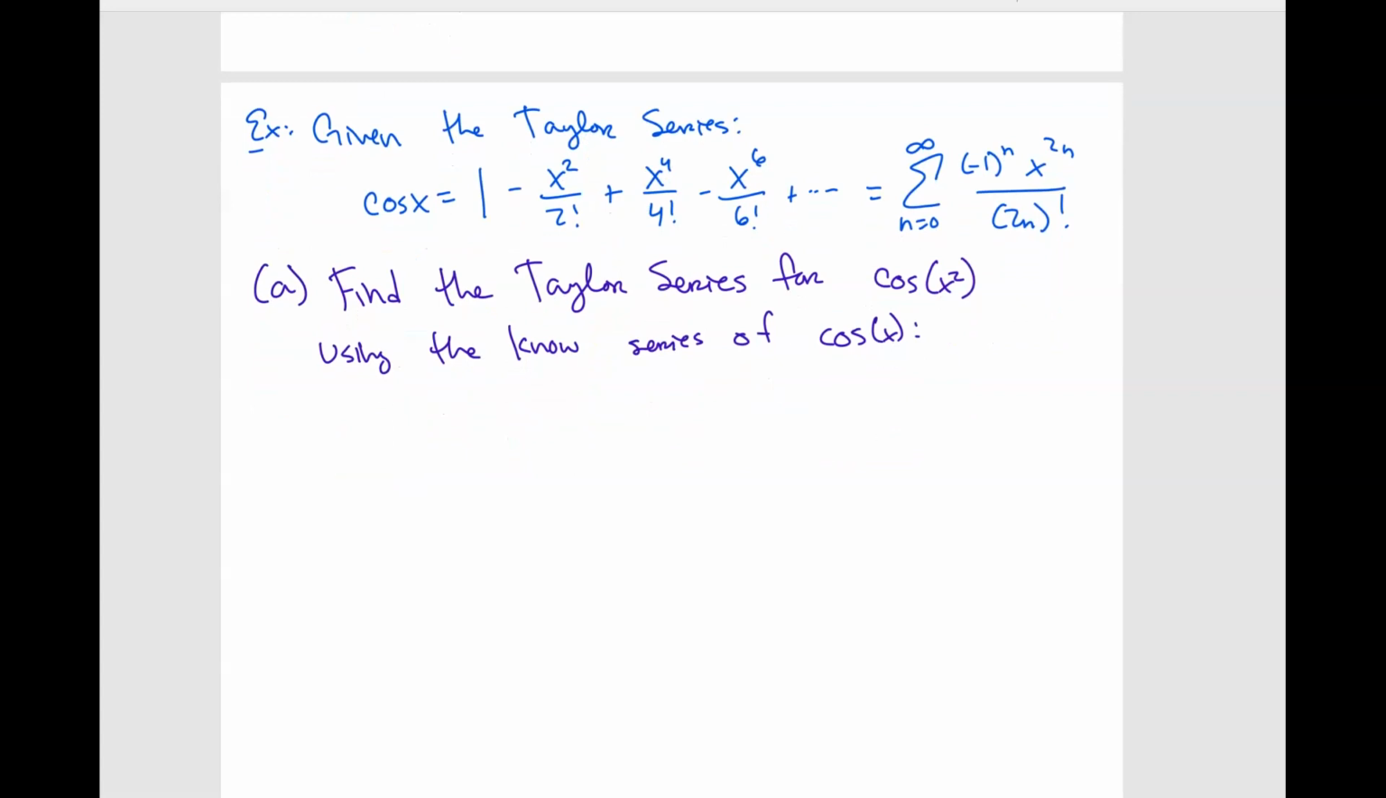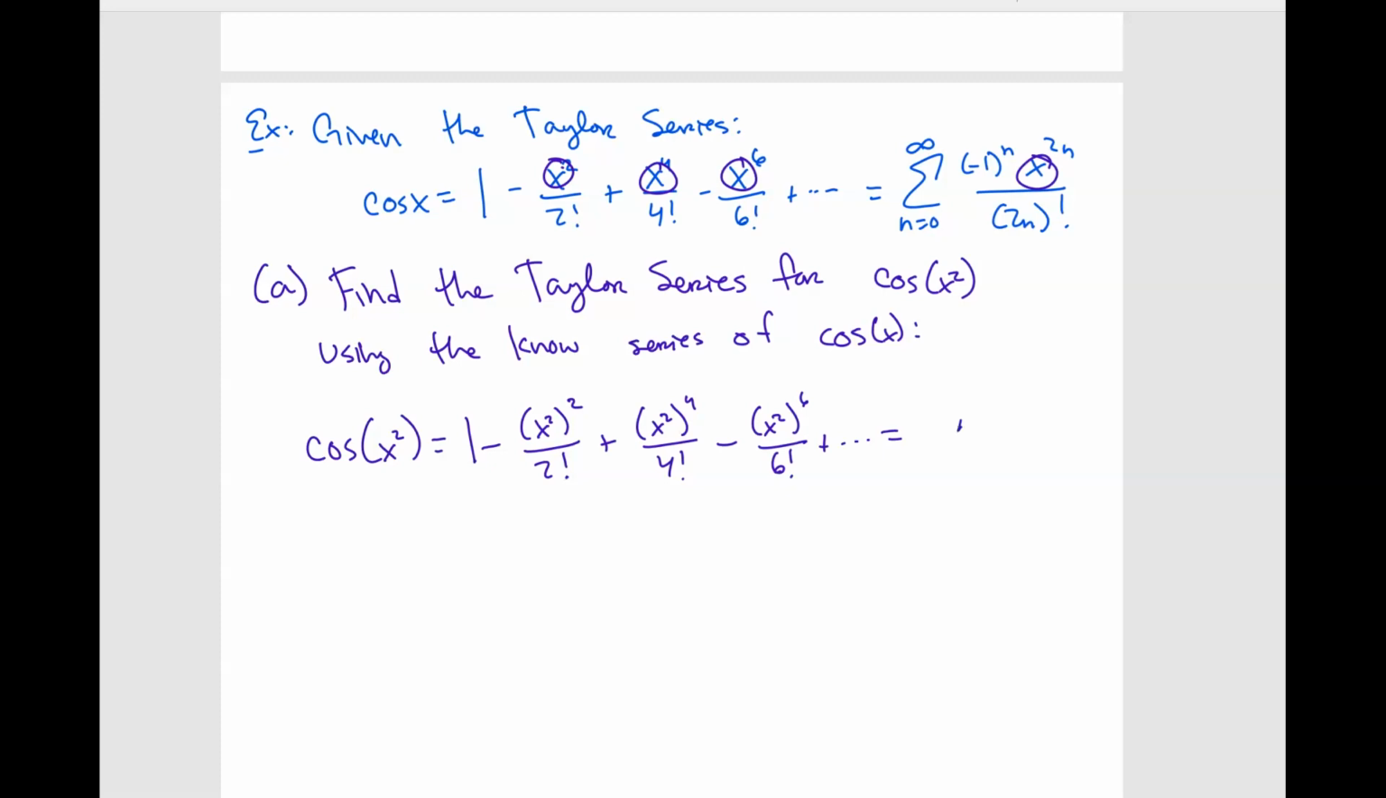So very simple. All we got to do is just plug in x squared. So we're going to write cosine of x squared. And we're just going to plug in x squared wherever I see an x. And I'm also going to plug it in here as well. I'm going to have 1 minus x squared, and then squared over 2 factorial, plus x squared to the 4th over 4 factorial, minus x squared to the 6th over 6 factorial. And that equals the sum from n goes from 0 to infinity, negative 1 to the n, x squared to the 2n over 2n factorial.